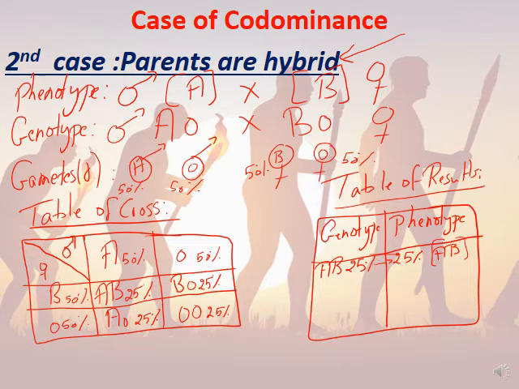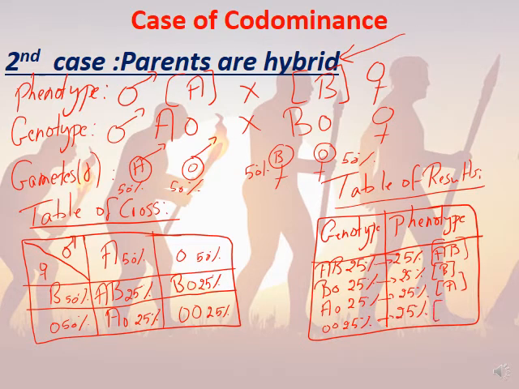And we have BO, 25%. Since B is dominant over the O, which is recessive, we have 25% individuals having blood group B. AO, 25%, meaning that 25% have blood group A, and OO, 25%, meaning that we have 25% having blood group O. So here we have 4 different results, 4 different blood groups.